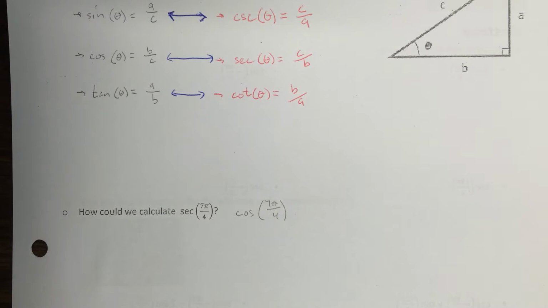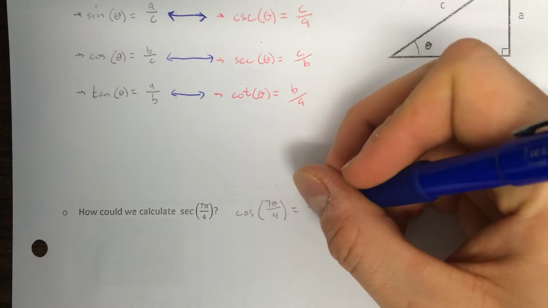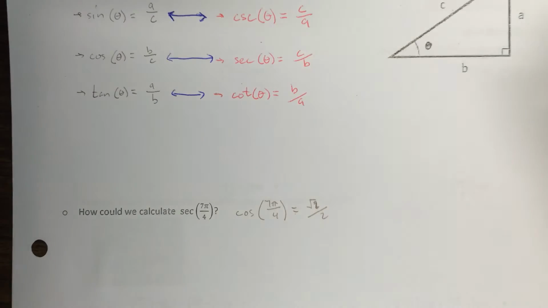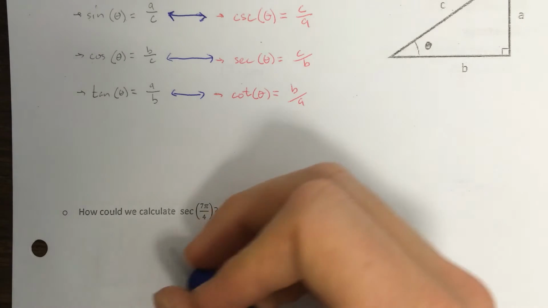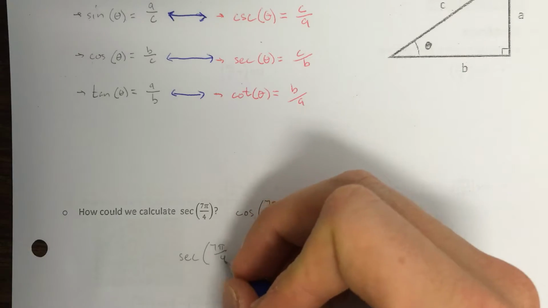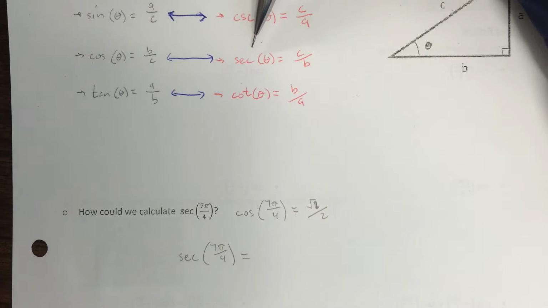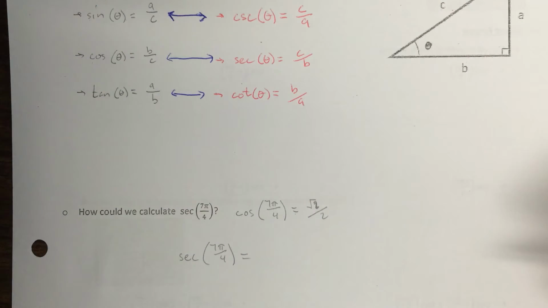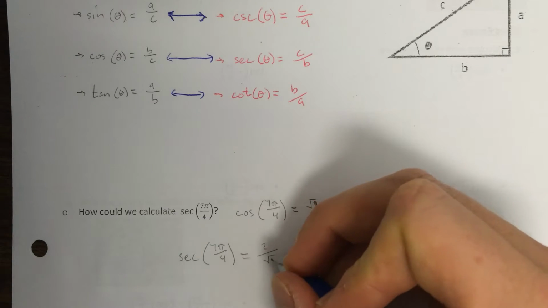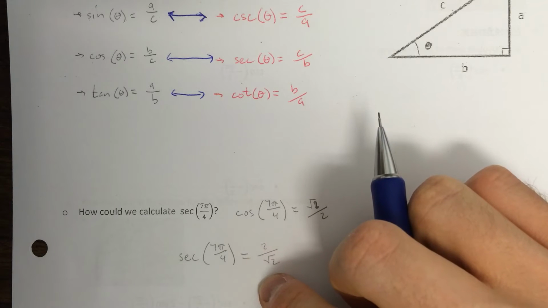And we need to go to our unit circle, or hopefully you have it memorized by now. You're going to need it memorized for your first assessment. And if we do that, we see cosine of 7 pi over 4 is square root of 2 over 2. Which means secant of 7 pi over 4, I'm going to take what cosine is, because cosine and secant are related. It's just the reciprocal. I take this fraction, I take the reciprocal, which is 2 over square root of 2.